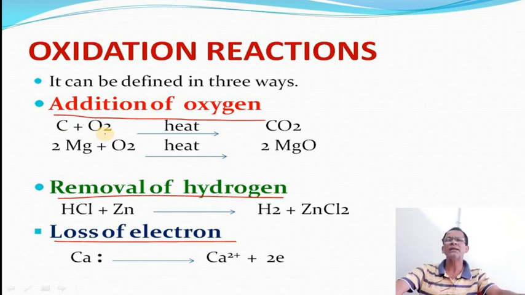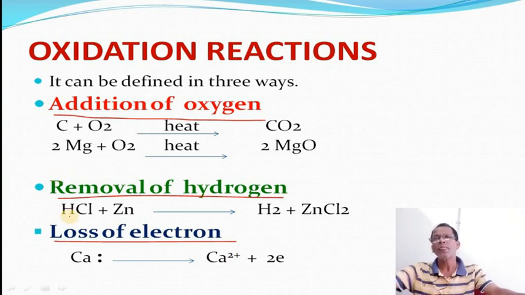The term oxidation itself indicates that oxidation is related to oxygen. Similarly, when magnesium bonds in presence of oxygen, it forms magnesium oxide. Here oxygen is added to magnesium, forming magnesium oxide. These are two examples of addition of oxygen.